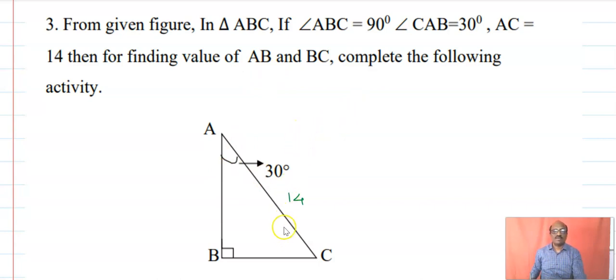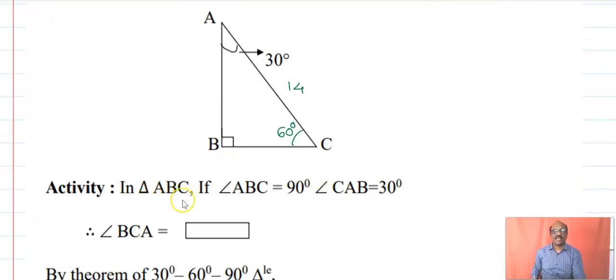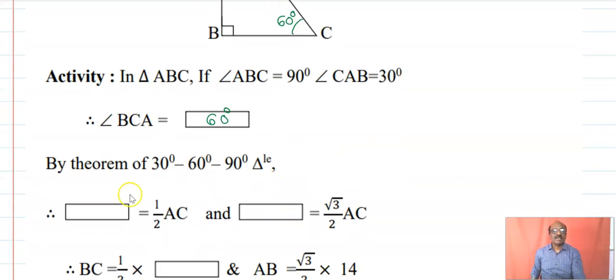Now, as the measure of this angle is 30 degree and this is 90, therefore the sum of the measures of the angles of the triangle is 180. So what will be the measure of this? Its measure is 60 degree. Now see here in triangle ABC, angle BCA is equals to 60 degree. By the 30, 60, 90 theorem.